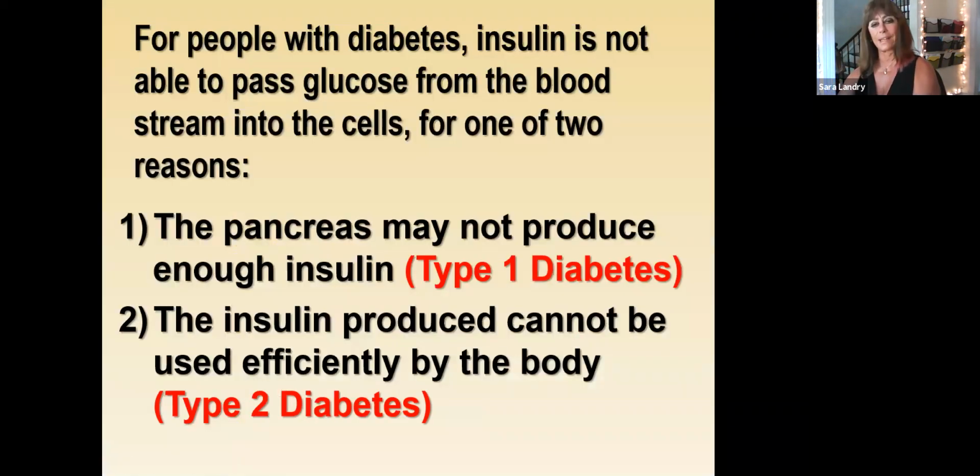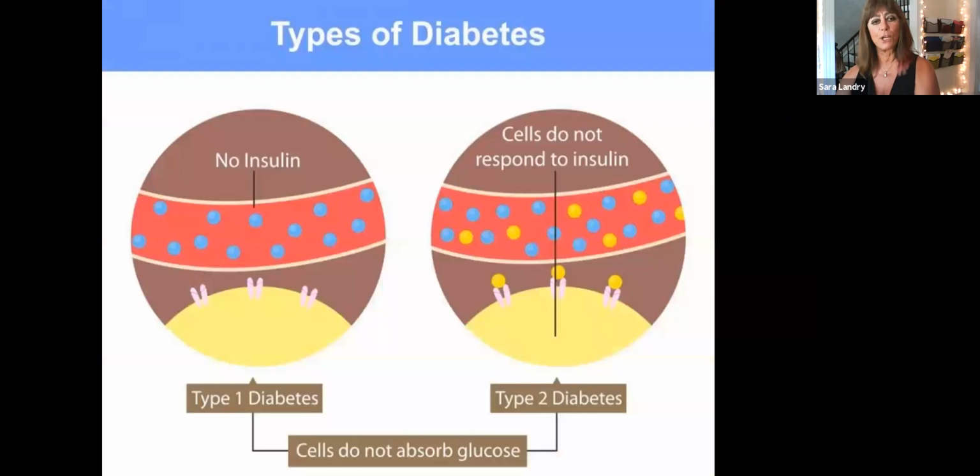For people with diabetes, insulin is not able to pass glucose from the bloodstream into the cells for one of two reasons. For some people, the pancreas doesn't produce enough insulin. That is diabetes type 1. For other people, the insulin is produced, but the body can't use it efficiently. So you have insulin, but it's really not working very well. That's diabetes type 2.